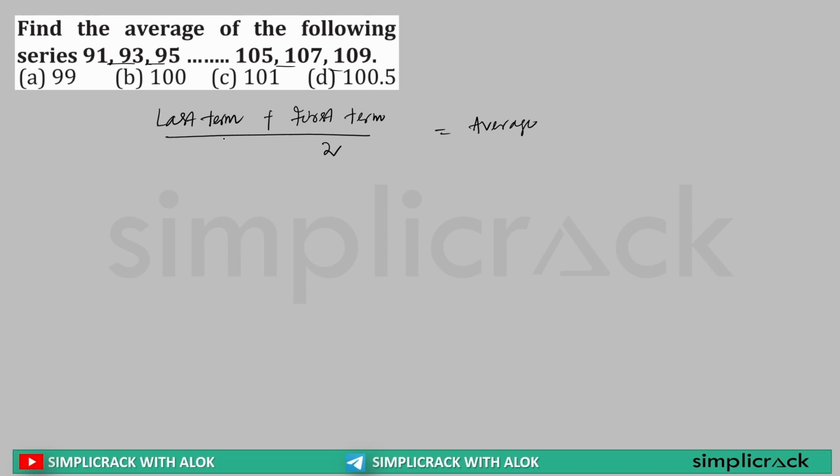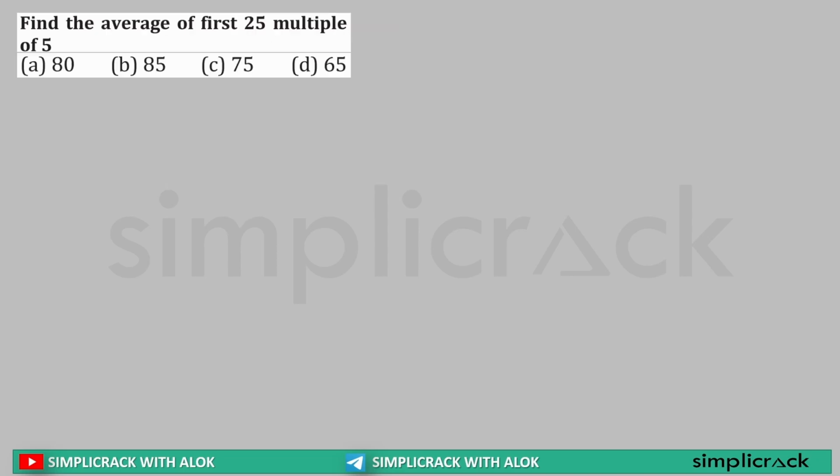Average of the series. Sir, here last term is what, sir? 109 plus first term is what, sir? 91 divided by 2, that is 109 plus 91 is equal to 200 by 2 is equal to 100. Sir, here the answer is 100. If it is in series, then only you will be utilizing this formula. Otherwise you won't. Clear?